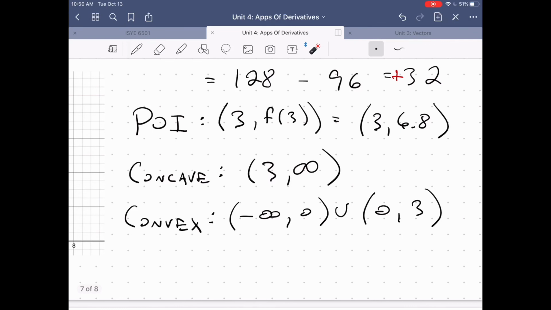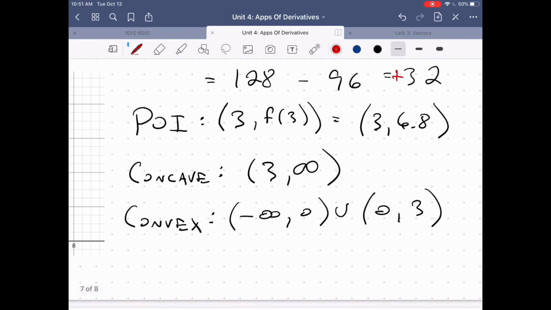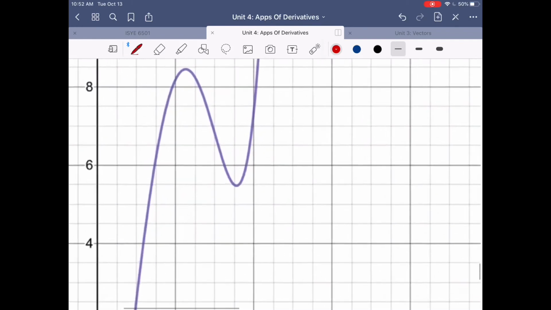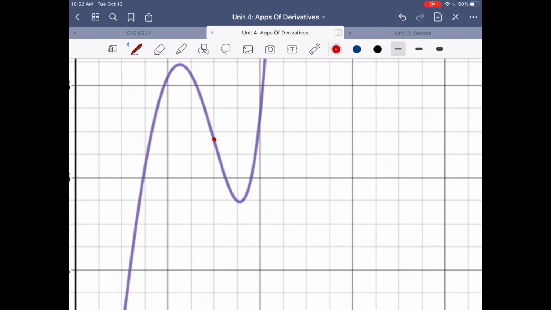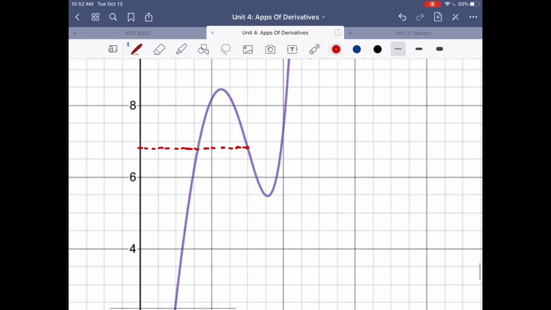We've found that it's convex from negative infinity to 0 and also from 0 to 3. So the graph of f of x was so big that I wasn't able to fully capture what happens down here at 0. But if you were to graph this inside Desmos, you would see that it basically just straightens out into a straight line at 0, and then after that, it's convex again. And finally, our point of inflection, we found that to be 3, 6.8. So 3, 6.8 would be right in here. And that does look to be true. This does look like it's about 6.8.